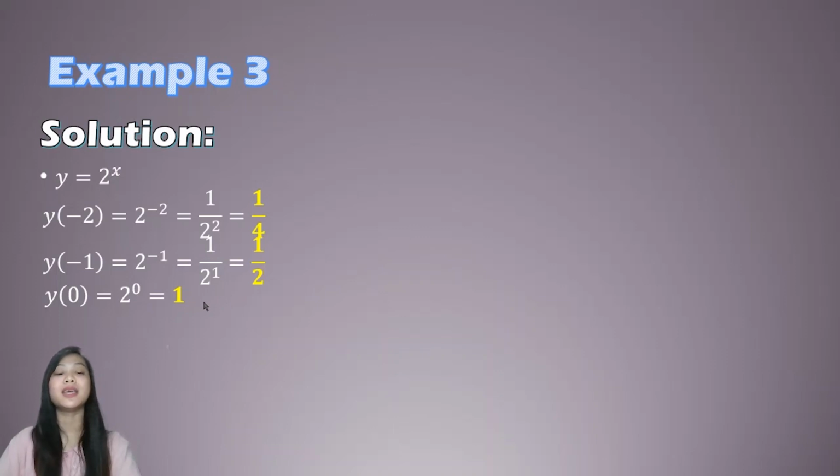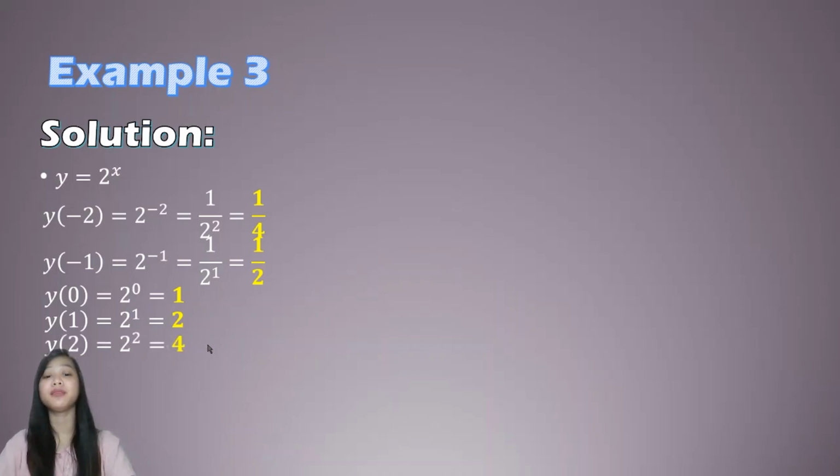That is because the exponent is 0, so for every base that has a 0 exponent, the value is always equal to positive 1. So y of 1 is 2 raised to 1, which is positive 2. And y of 2 is 2 raised to 2, so we substitute 2 for the exponent: 2 squared is 2 times 2, which equals positive 4.